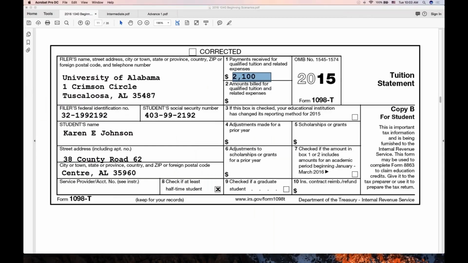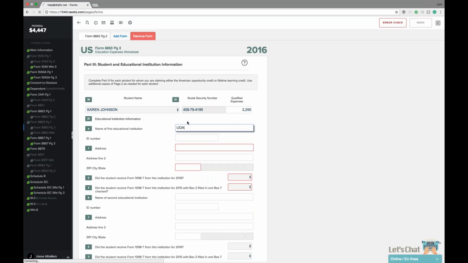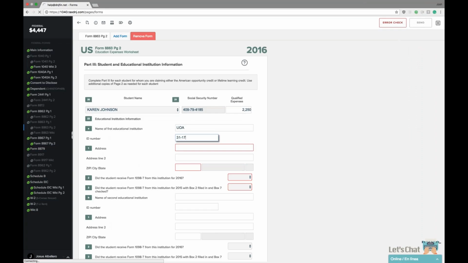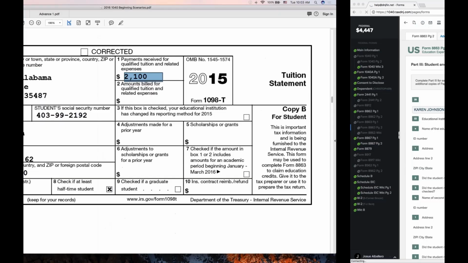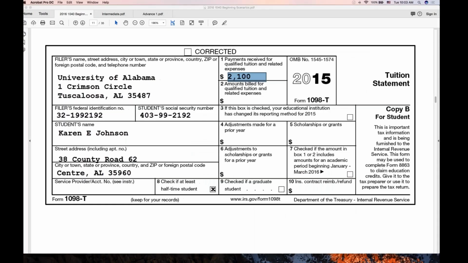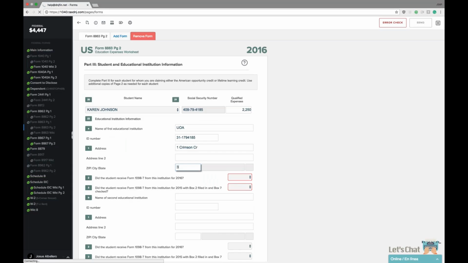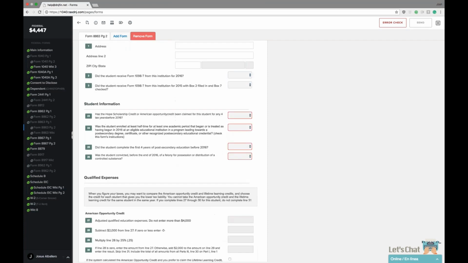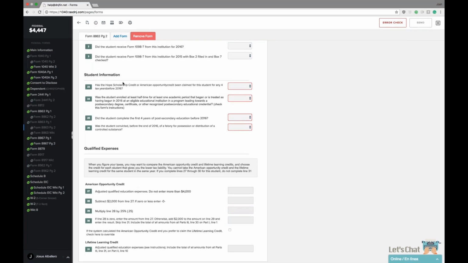Name of the institution: University of Alabama, U of A. ID number 321794185. Address is 1 Crimson Circle. This is located in 35487. All right, I'm gonna go quickly on this because I know you know how to do this. And now we have to determine American Opportunity Credit or not.